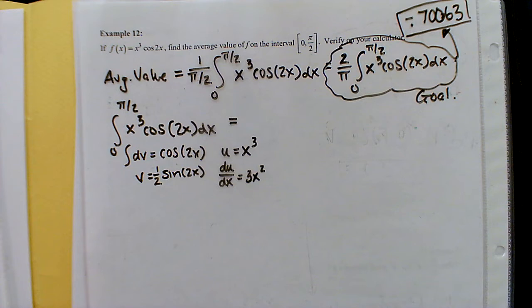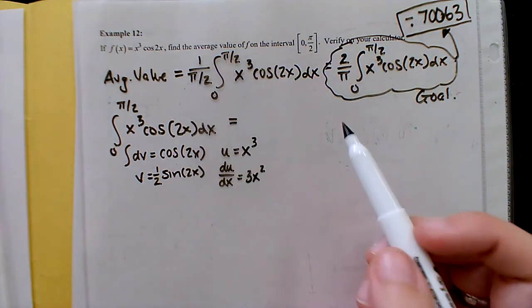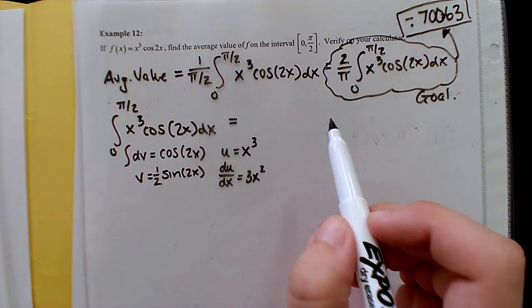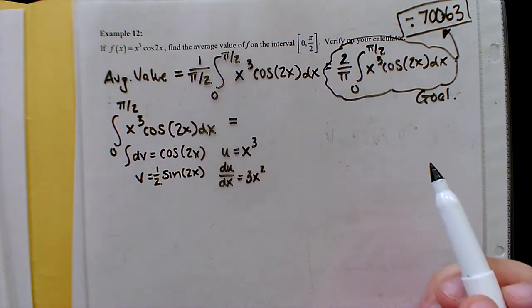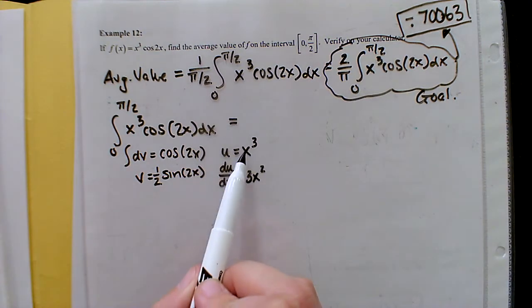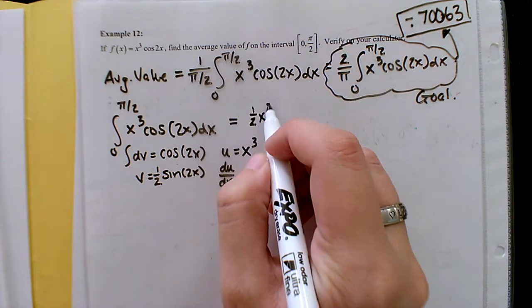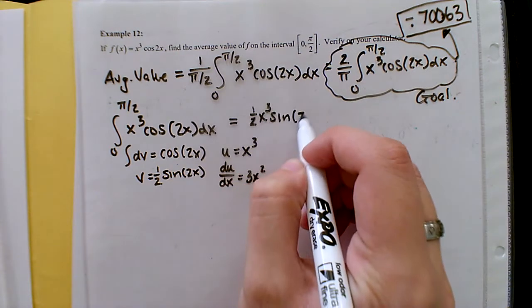Now that we have all four pieces, how do we bring those pieces together using our by parts formula? Do you remember which one we got, Eric? U times v minus the integral from 0 to pi over 2 of v du. Okay, so we need u times v. Order doesn't matter when you're multiplying, so you can rearrange it however you want.